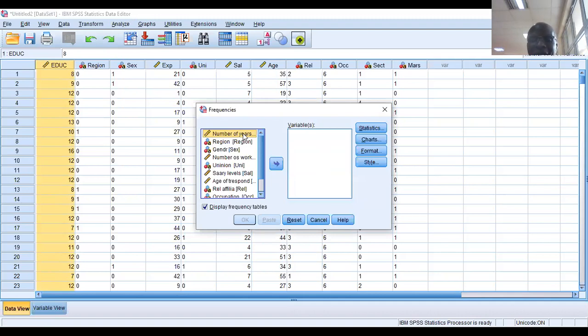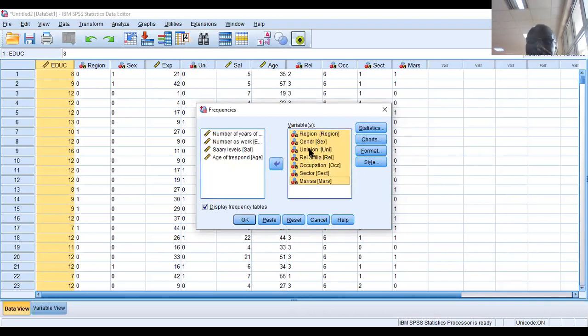Then I come here and I look for only these ones here. How many union membership are here? How many females are here? Where is the other nominal? Union members are here. Where is the other one? Religious affiliation, which we have not defined yet. Occupation, sector, all of these things. Then you just bring them here.